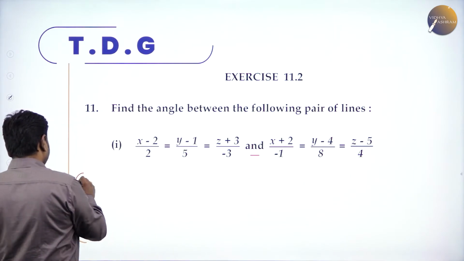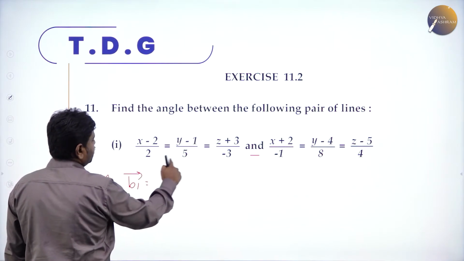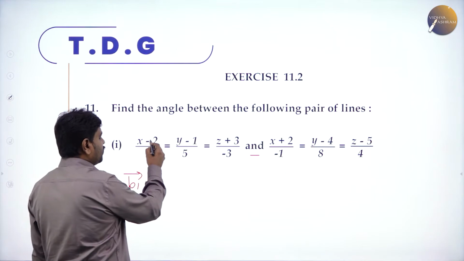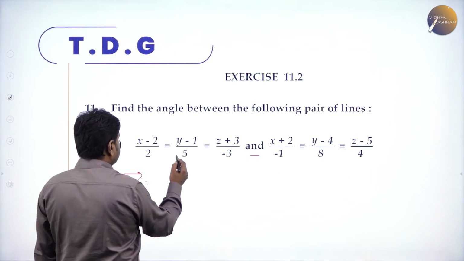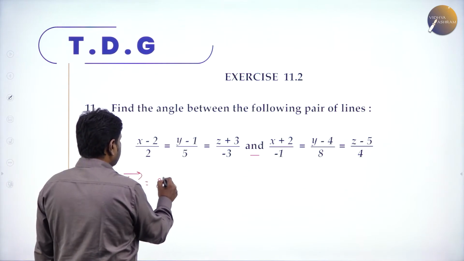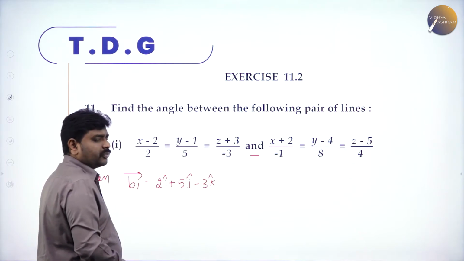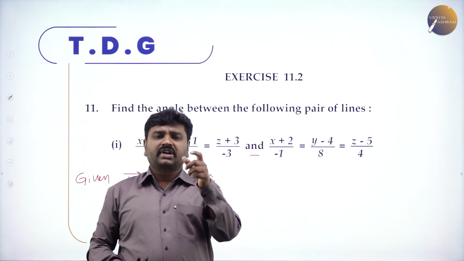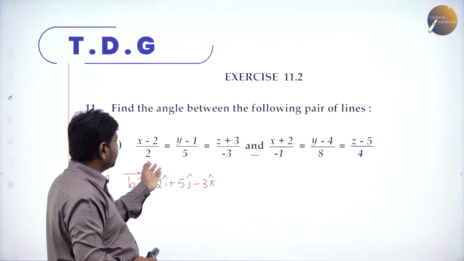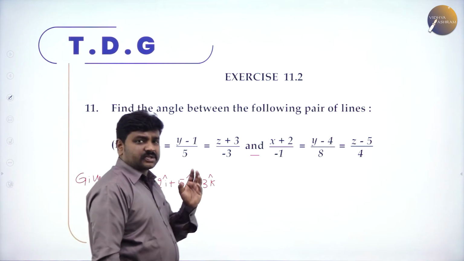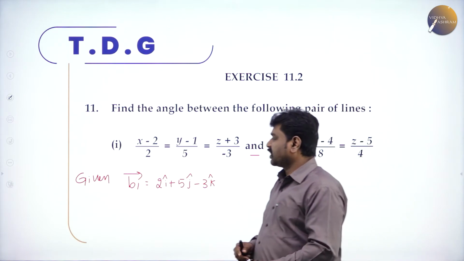From the first line, b1 is simple. Put the denominators as i, j, k, so it is in standard form. It is in the form x minus x1 by a equal to y minus y1 by b equal to z minus z1 by c. So put a, b, c as i, j, k: 2i cap plus 5j cap minus 3k cap. To find the angle between a pair of lines, we need the direction ratios of the parallel vectors, so the denominators are what we need, because it is in standard form. So I wrote vector b1.